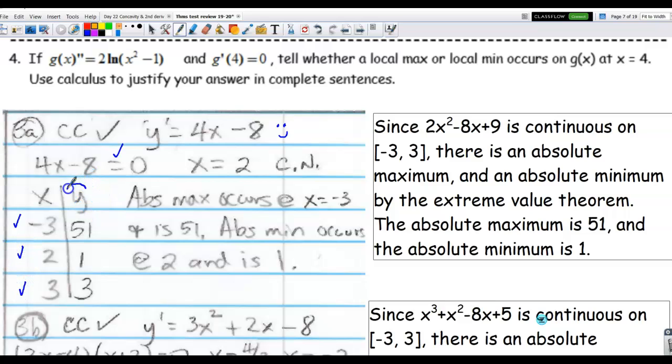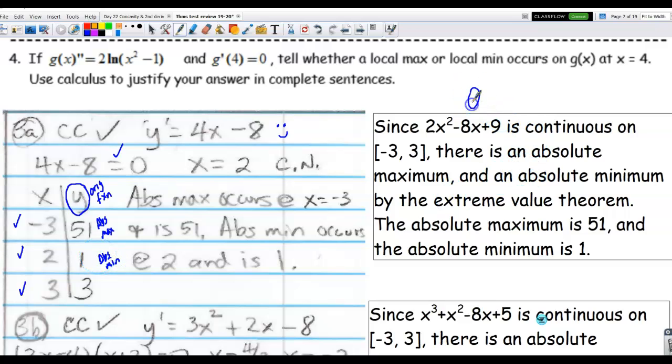Now, the important thing here is to substitute into the original function because you're trying to compare the y values. And this way you might use your calculator to calculate that on the test. Since I'm not letting you use a calculator, I would give you reasonable values. And we can see that the highest y value occurs at x equal to -3, so this is the absolute max. 51 is the absolute max, and the absolute min is 1 and occurs at 2.